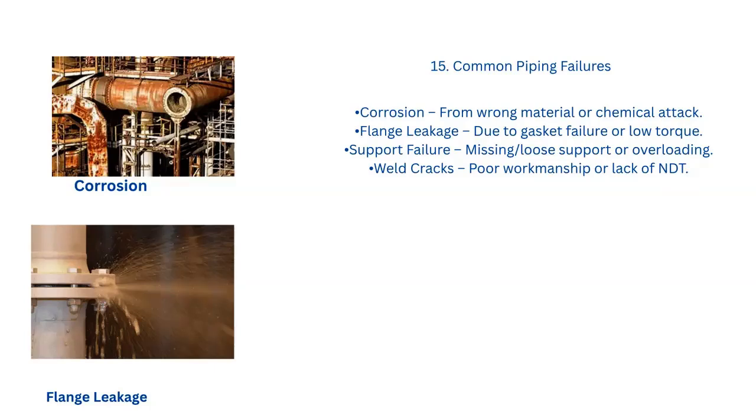15. Common piping failures and causes. Here are a few failure types you must know. Corrosion, caused by chemical attack or improper material selection. Flange leakage, due to worn gaskets or improper bolt torque. Support failure, missing or broken pipe supports, especially under thermal movement. Weld cracks, usually from poor welding or lack of proper NDE.